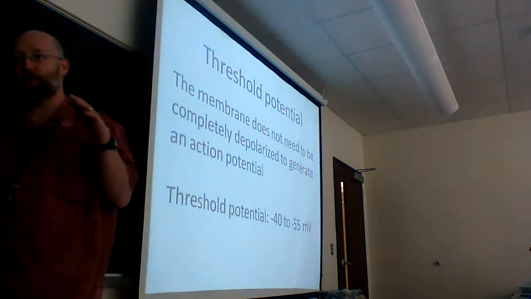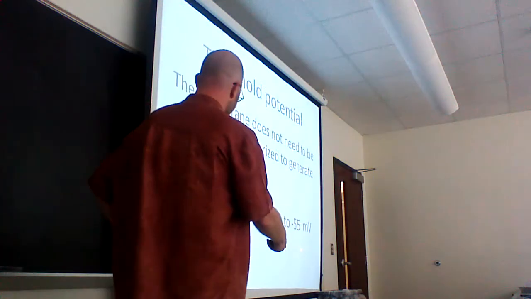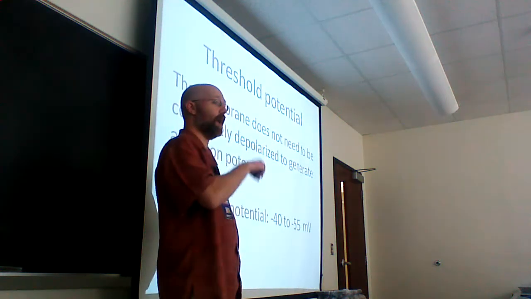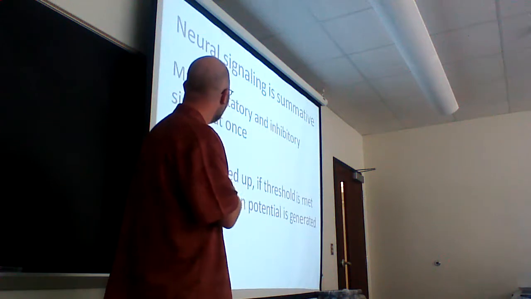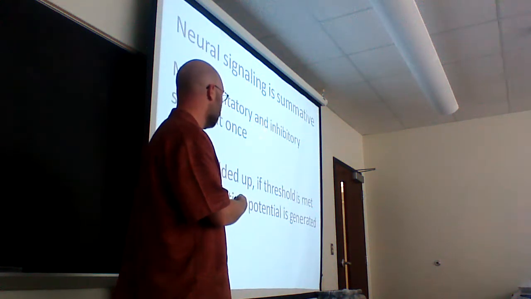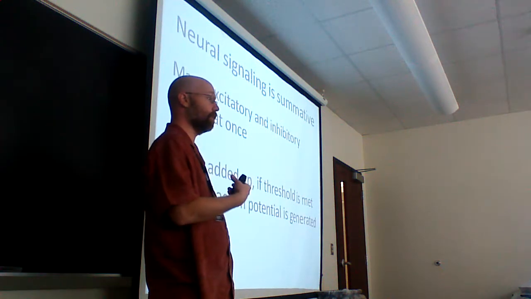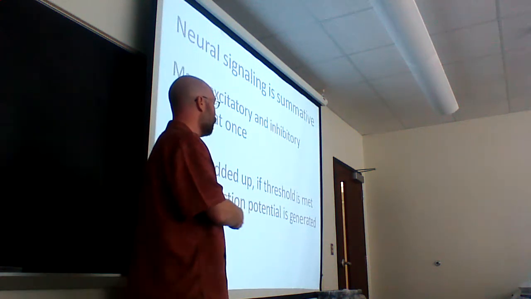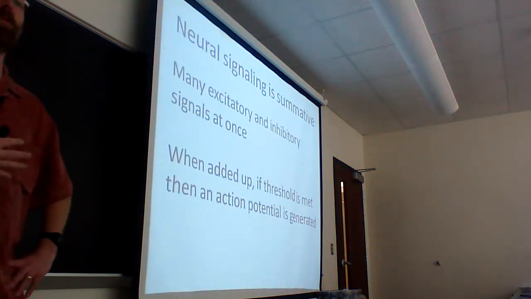So you're going to receive a whole bunch of signals at once, and if when you add it up, the region of interest gets to this threshold potential, that's going to start the cascade of events that generates an action potential, right? So we're going to have lots of inhibitory and excitatory signals at once. You're going to add it up, right? That's what summation means. It means addition, right? When you add it up, if you get to the threshold potential, then you will generate an action potential, right? So are you all with me so far?